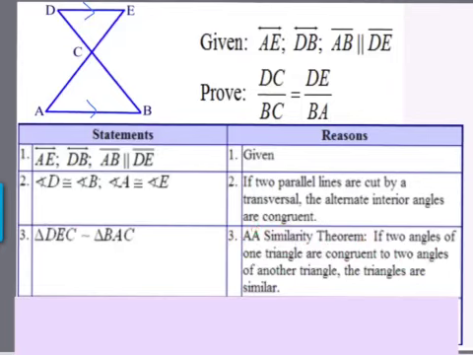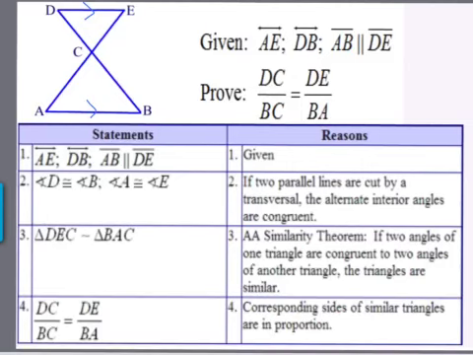Therefore, if the two triangles are similar, that means that DC over BC is equal to DE over BA. When we prove triangles congruent, we said CPCTC, but now we have similarity, so we say corresponding sides of similar triangles are in proportion.